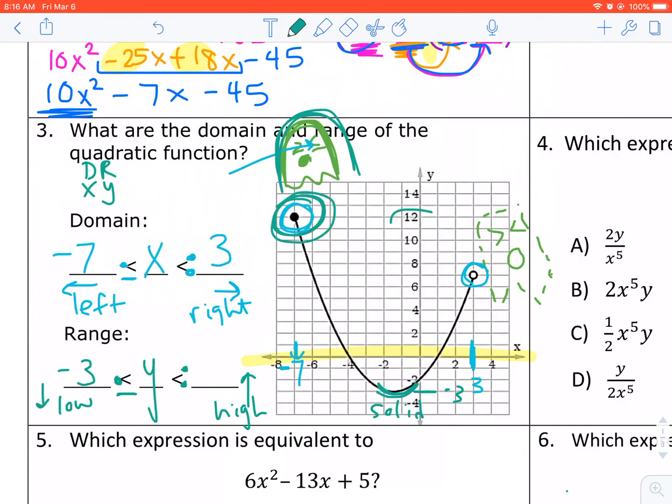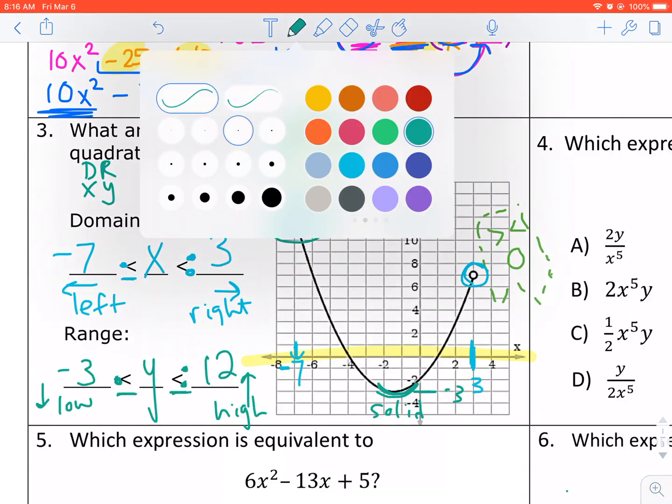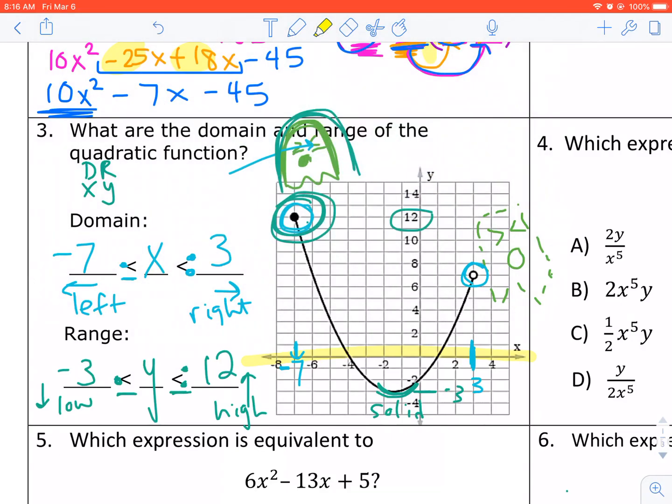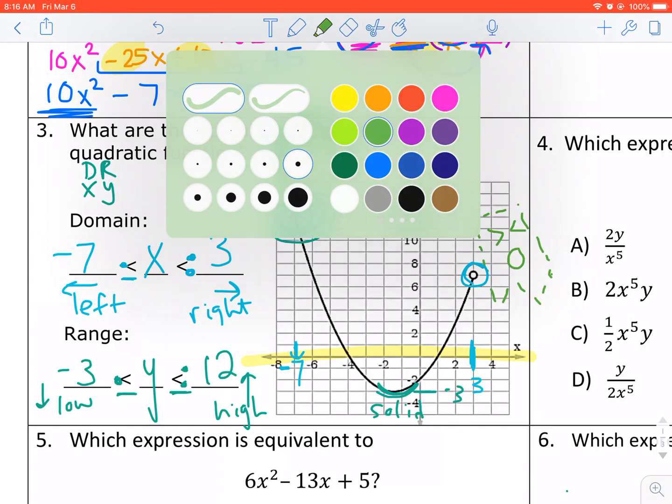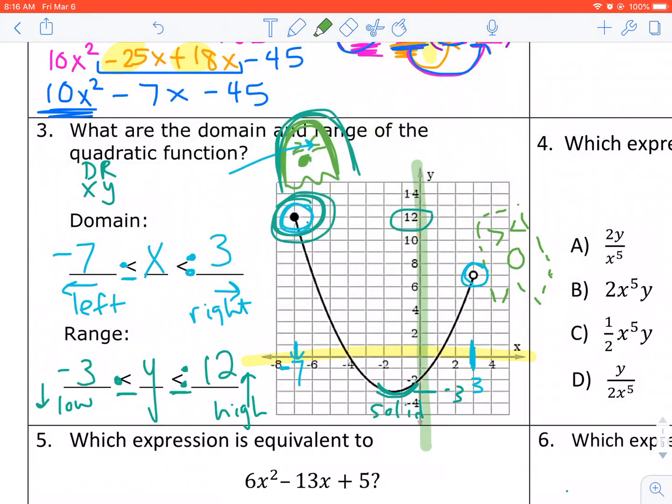The very highest it goes is up here. That is going to be a 12. And can it be equal to 12? Yes, because again it is a solid dot. So we need to remember that whenever we are doing our range, we are actually getting our numbers from our y-axis. So the two numbers that we need for range are on that y-axis.